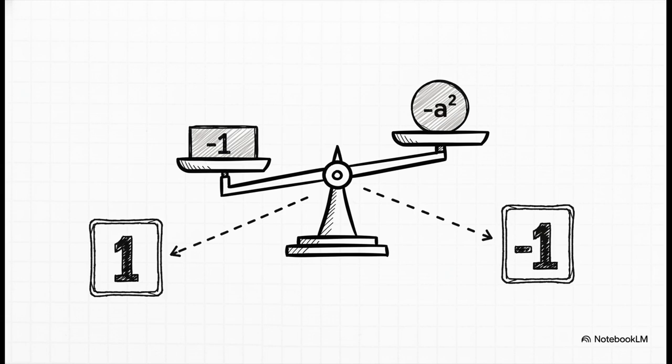So here's where it all comes together. We need the determinants to be the same, right? We just set them equal to each other. -1 equals -a squared. A little bit of simple algebra, and we've found our suspects. The only two possible values for a are 1 and -1.